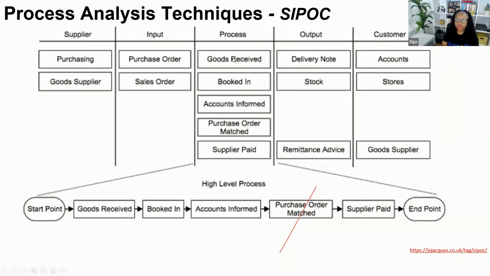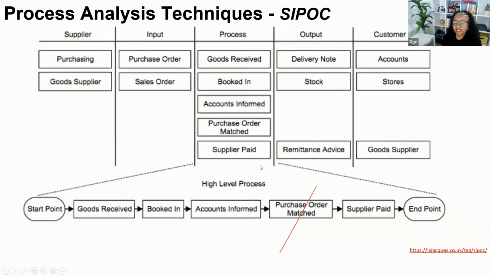In the middle here, you see the process, and you see it also blown up down here. It's basically the goods received process. You receive goods, you book it into the system, you notify accounts that you've received the goods. Accounts will then do what you call the three-way matching. For those that are accountants, you are matching the customer invoice, the purchase order, to the goods received note. And then if there is no variance, if everything is in order, you go ahead and make payment.